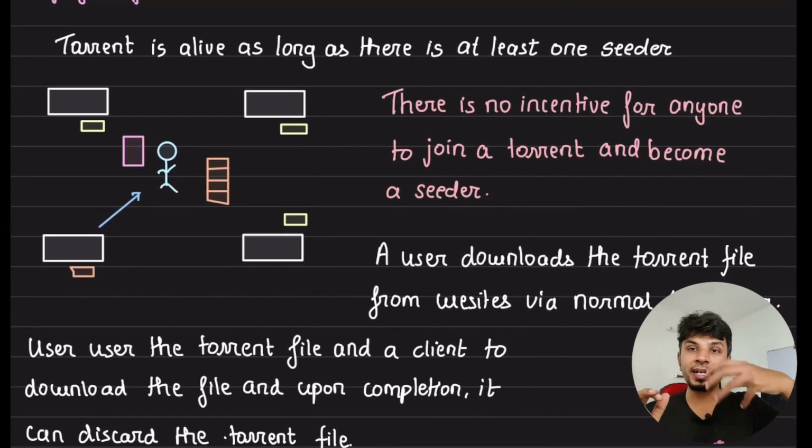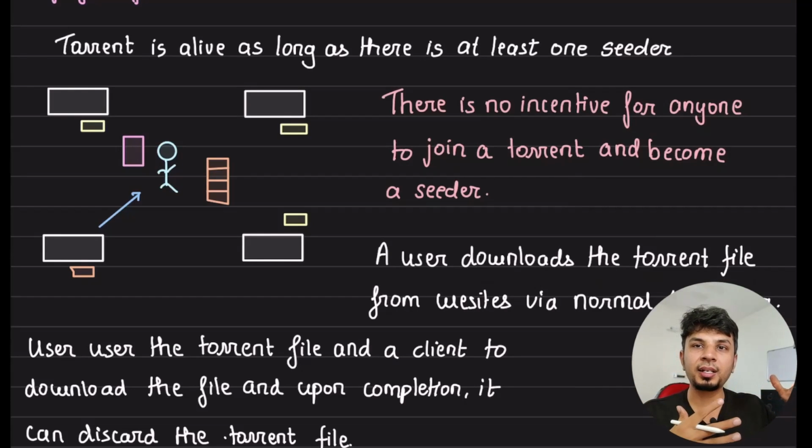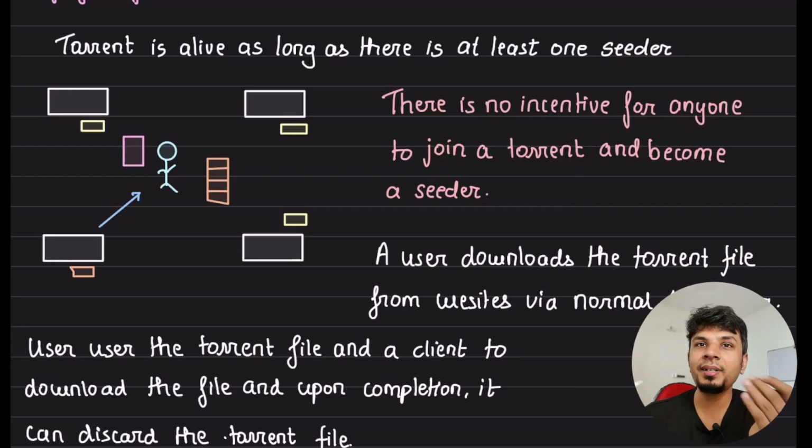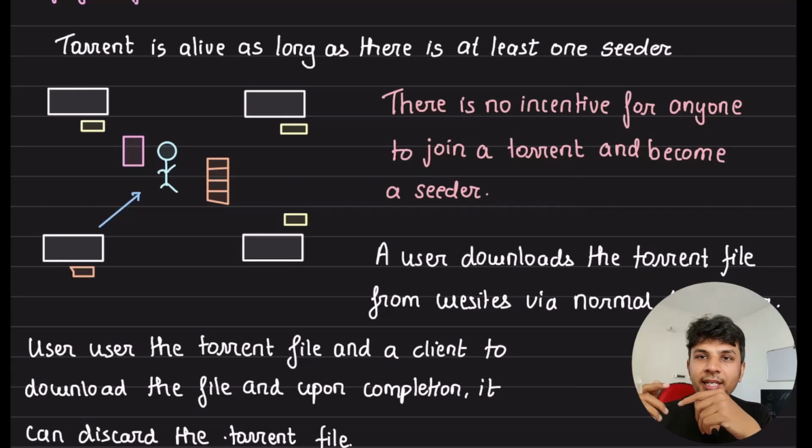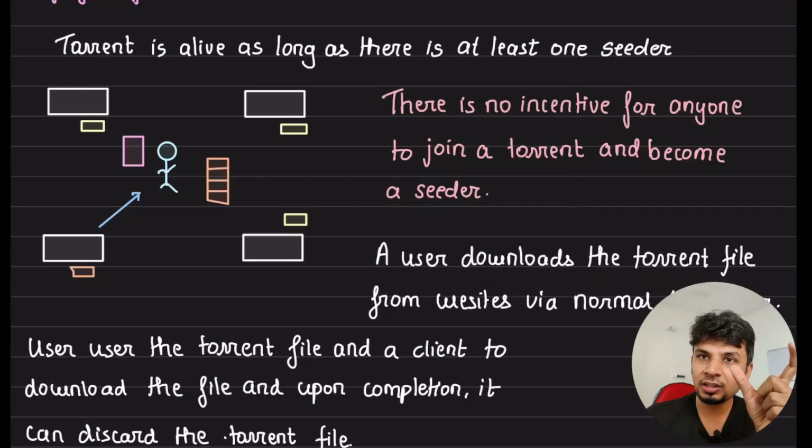And what separates this P2P network from a classic blockchain/cryptocurrency use case is that with BitTorrent, there is no incentive for anyone to join a torrent and become a seeder, because the seeder is the one who is seeding the content, and the leecher is the one who is downloading. Cryptocurrency incentivizes you being part of the network. BitTorrent doesn't, right? This is one differentiating factor between the two.